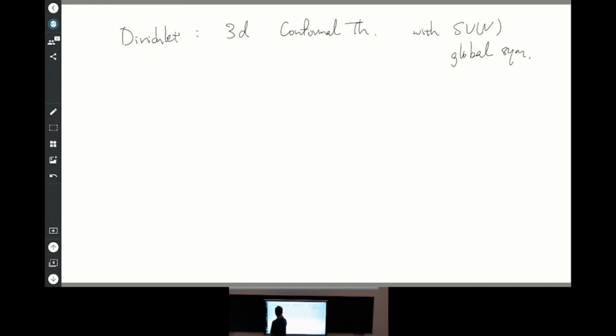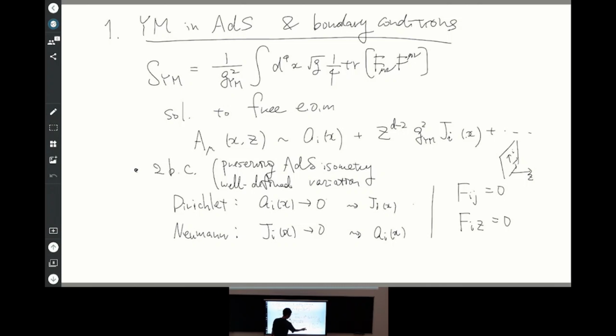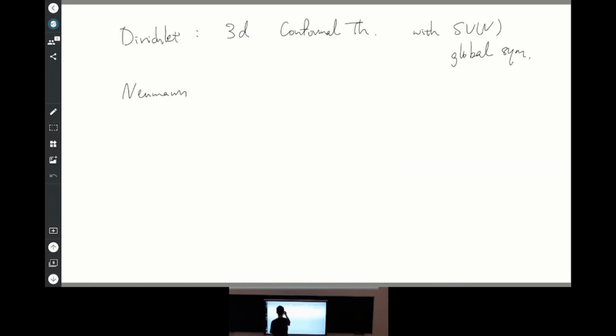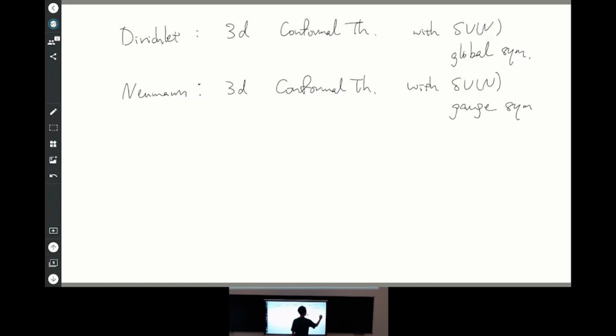Whereas if you choose the Neumann one, because this A_i plays the role of the gauge field, the gauge field actually survives at the boundary. So you get some 3D conformal theory again, but with SU(N) gauge symmetry. So you have a gauge field on the boundary.